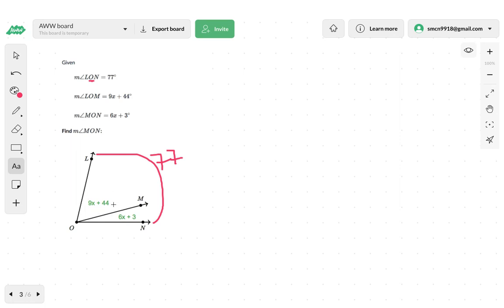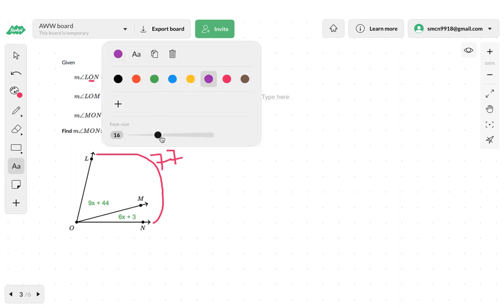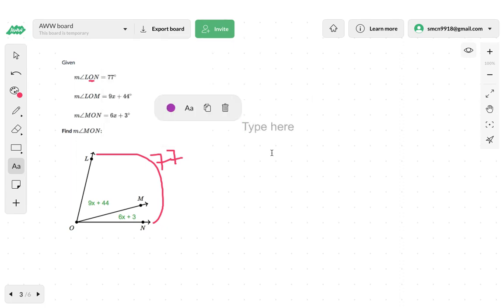In order to do that, we have to get rid of this x variable. So what we can do is set up an equation. Let's do that over here. If we know the whole measure of the angle is 77, and they give us this information below, we're going to want to set it equal to 77. So I'm going to show you what this looks like. 9x plus 44, so this angle, plus the 6x plus 3, and this whole thing equals 77. When we set this up, we can actually solve for the value of x.